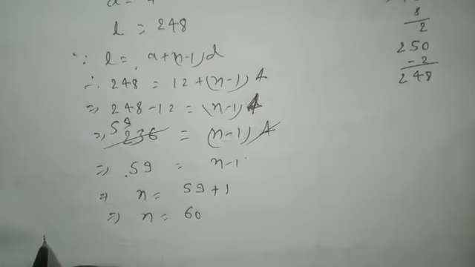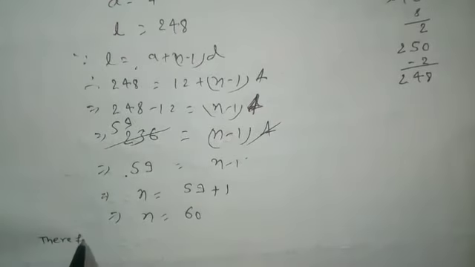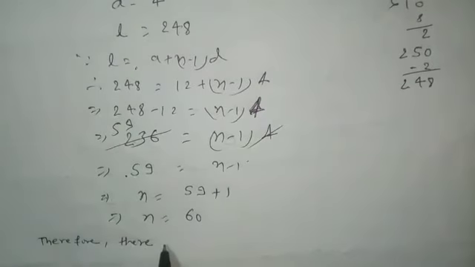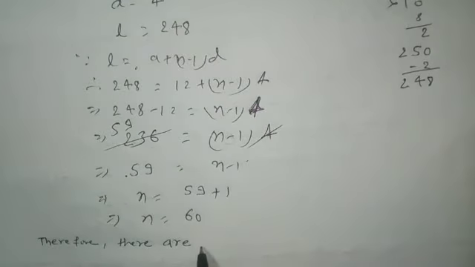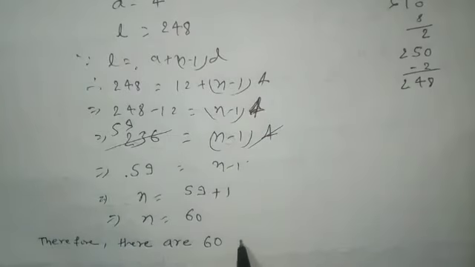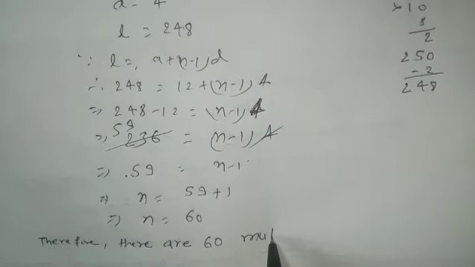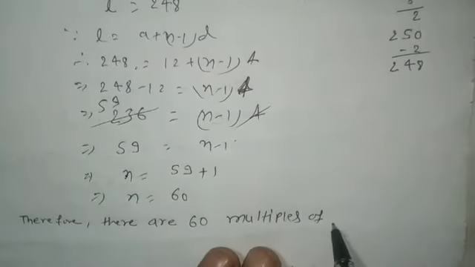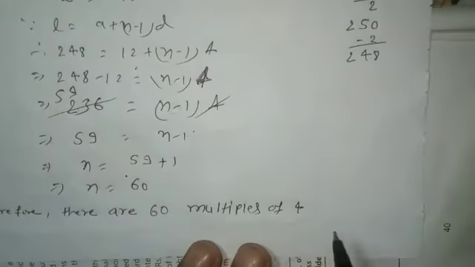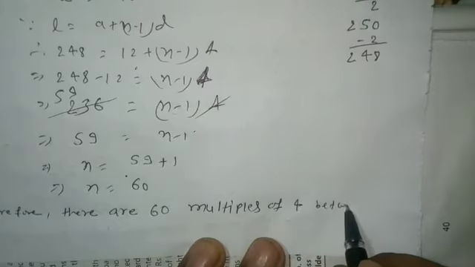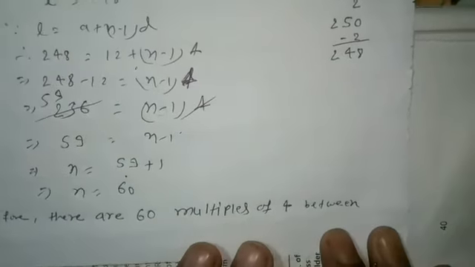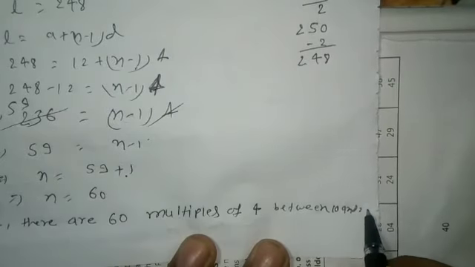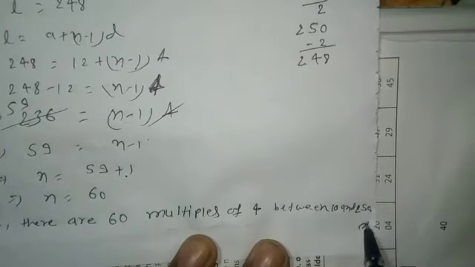Therefore, there are 60 multiples of 4 between 10 and 250. Answer.